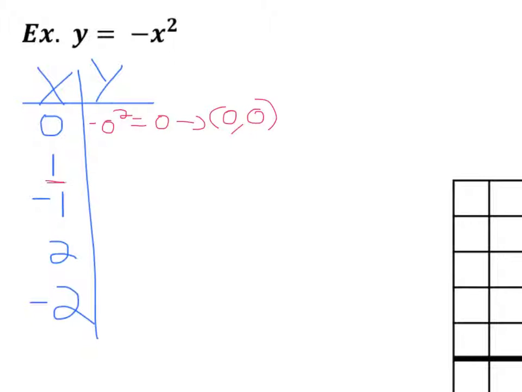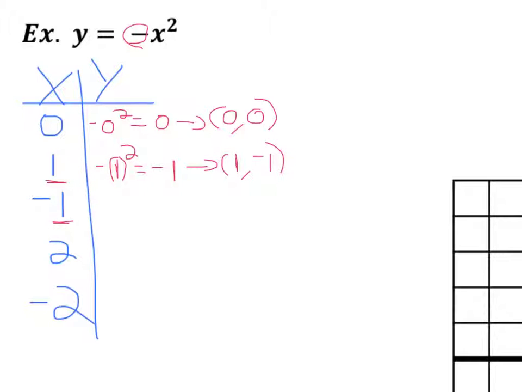If I plug in 1, I have a negative on the outside, and then I have 1 squared. Now I'm going to put parentheses around the 1, but this negative is just hanging out there on the side. It doesn't go inside the parentheses. Very important key difference. So 1 squared is 1, but then you leave the negative there. That negative is kind of hanging. So this is negative 1. So this ordered pair is 1, negative 1.